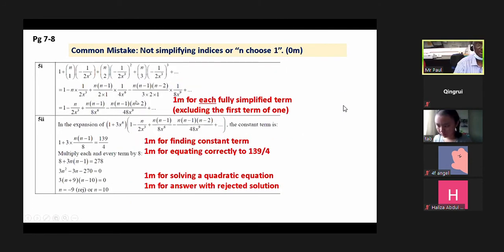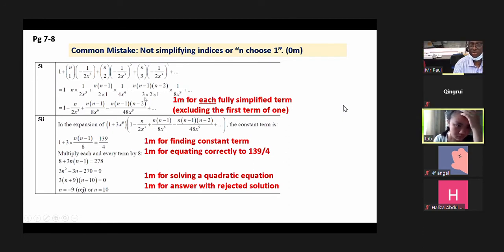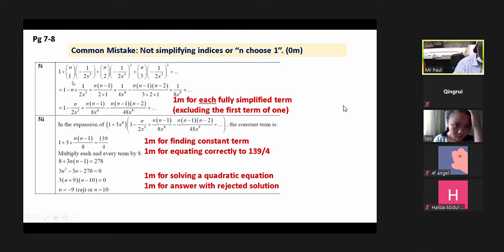Okay, this one, because I tell you the whole class was very bad. nC2 is this one, n times n minus 1 over 2 times 1. nC3 is n times n minus 1 times n minus 2 over 1 times 2 times 3. I know most of you forgot. If I'm a student and I didn't revise, I would have also forgotten. If you look at the marks, the first mark is given for this. As long as you don't write this, you lose 1 mark. This is your second mark, in the simplified form. And this is your third mark. So I'm sorry, the marking scheme is 1 mark, 1 mark, 1 mark.